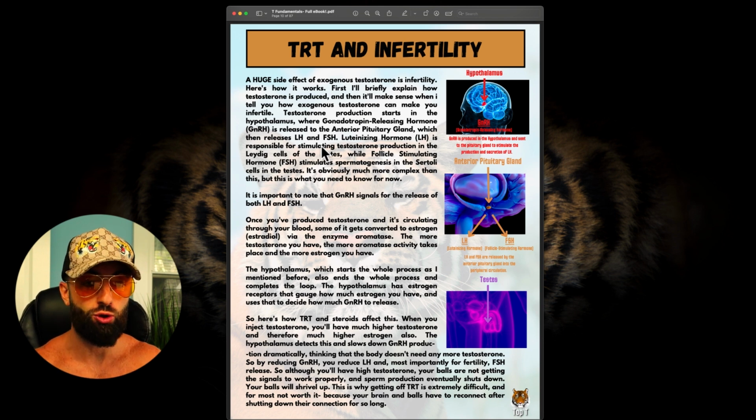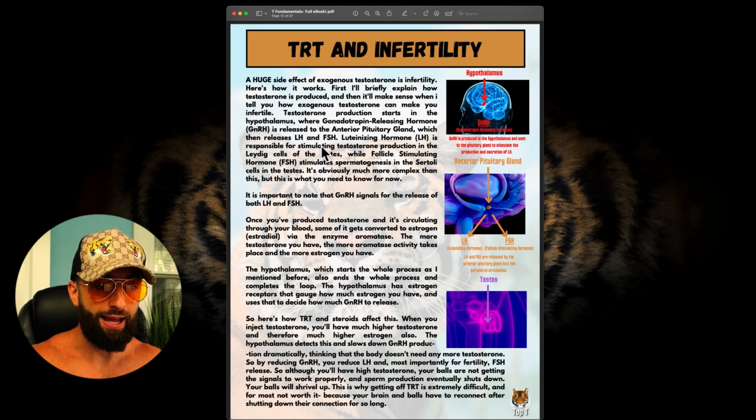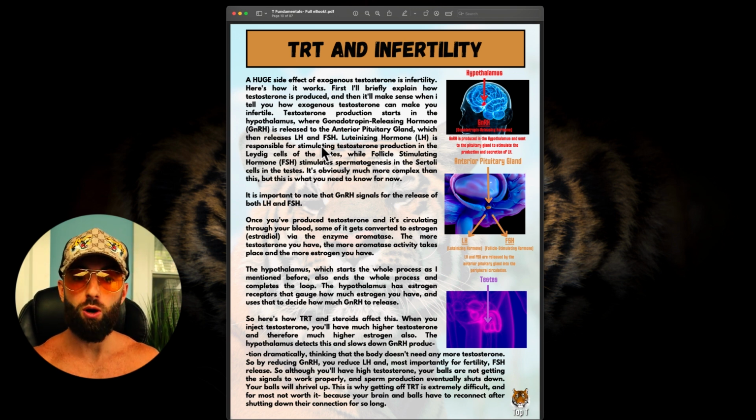Now, once you've produced that testosterone in your balls and it's circulating through your blood, some of it gets converted into estrogen or estradiol via the enzyme aromatase, which we're going to learn about in this course as well. The more testosterone you have, the more aromatase activity is taking place, meaning the more of your testosterone is being turned into estrogen. So the hypothalamus, which starts the whole process of T production, as I just mentioned, also ends the whole process and completes the loop.